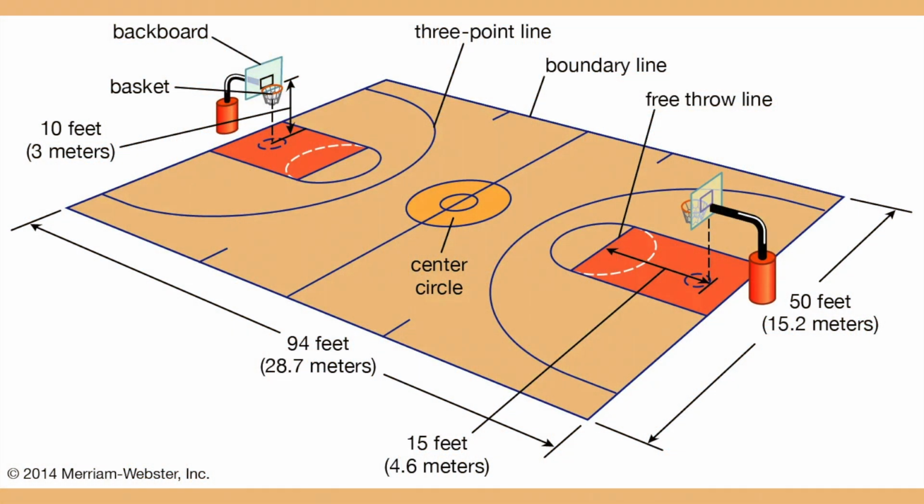Here's a quick diagram of our NBA court, 94 feet long, 50 feet wide. If you dribble the ball out of bounds or stand out of bounds with the basketball, then the other team gets possession. The free throw line is 15 feet from the basket. The three-point line is about 24 feet from the hoop. The basket itself is 10 feet tall with a backboard that's 6 feet wide and 3.5 feet tall.